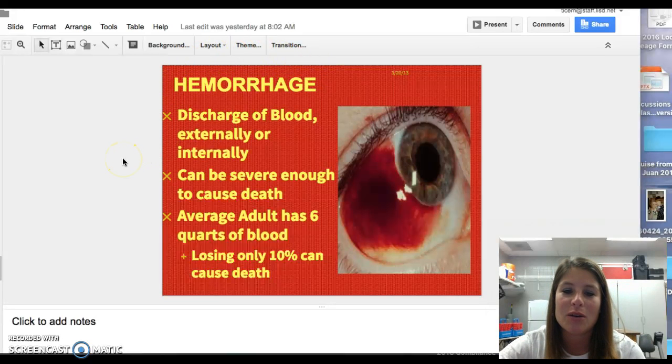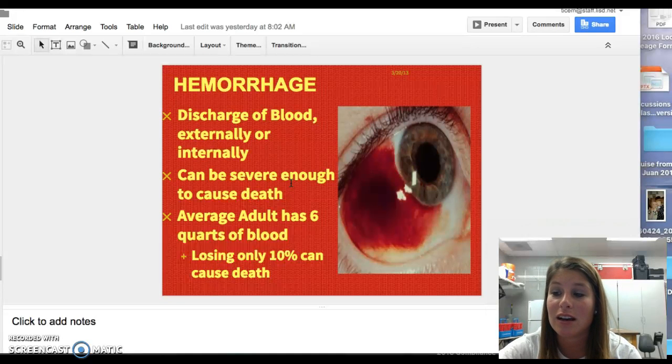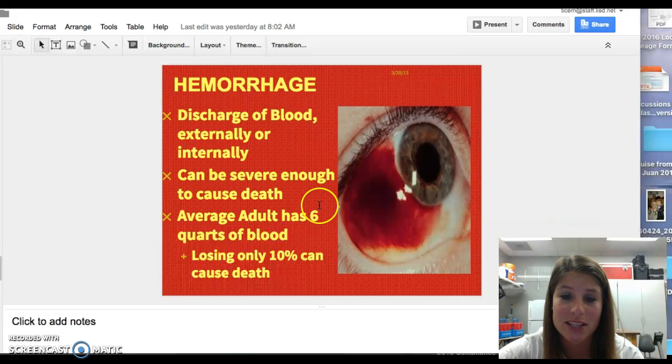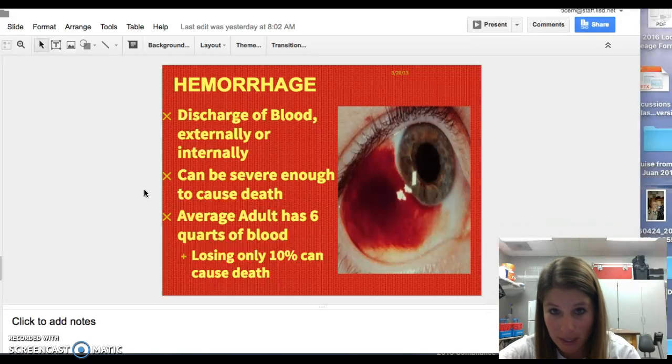The bad thing about this is if this is going on in our abdomen area, usually this blood is coming from something like one of our organs. So this can result in death. It's very important to make sure that you realize that this is a life-threatening emergency. This is a call 911, get them to the hospital.